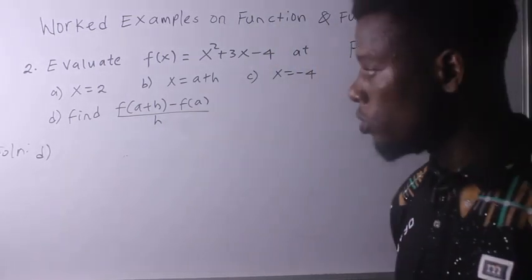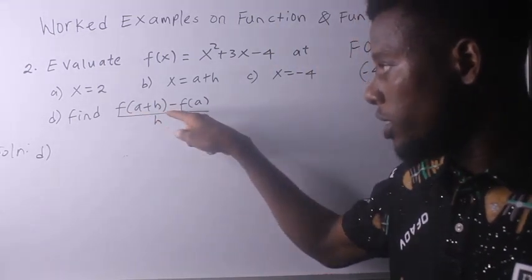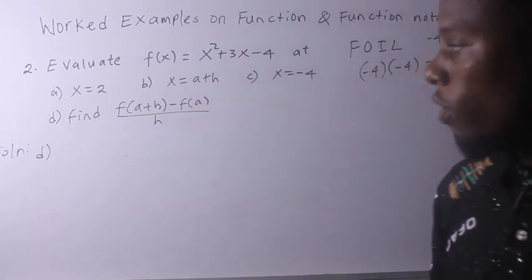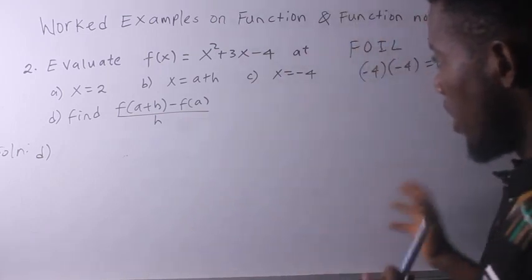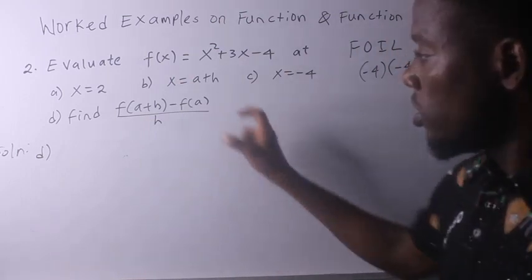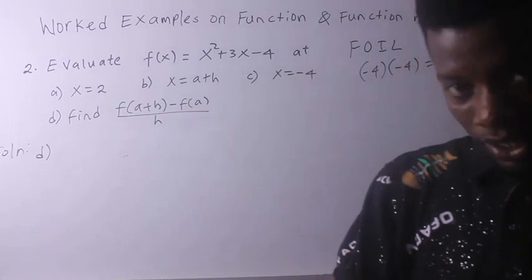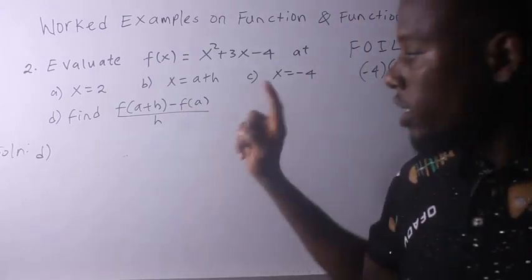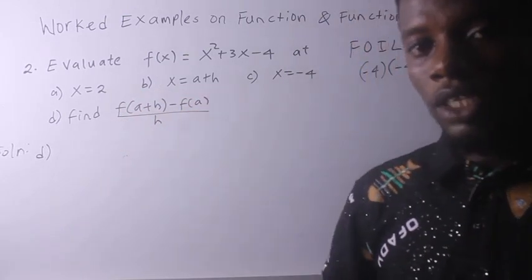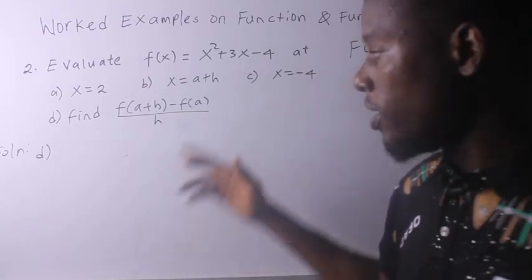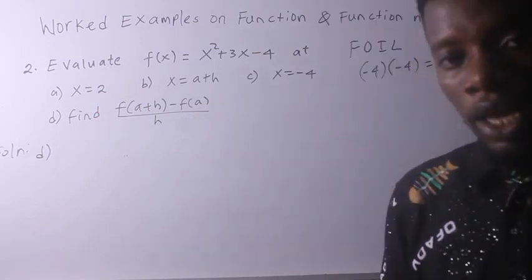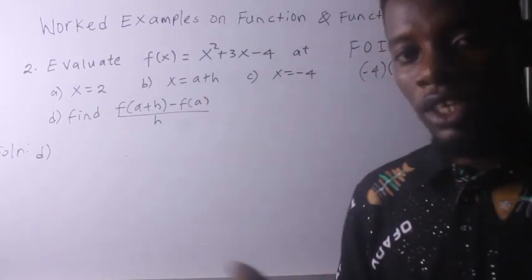So part D says we should find f of a plus h minus f of a all over h. Now, we already found f of a plus h in part B. So what we're going to do is use that particular result and then subtract the result of f of a from that and see what to do. Now, this particular expression, f of a plus h minus f of a over h, will be seen in your pre-calculus course. And this formula is called the difference quotient formula. And we're going to use this to define the derivative in calculus.